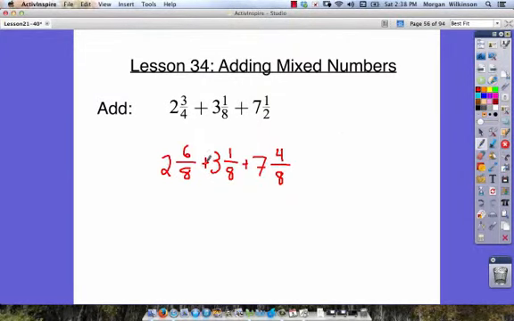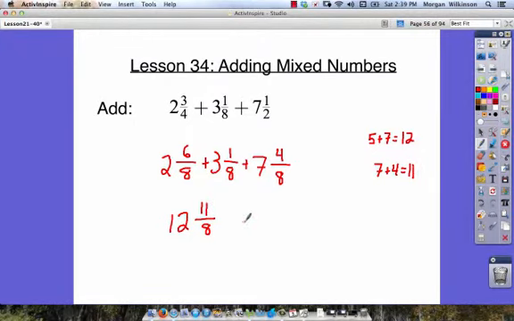In order to do this, we're going to add our wholes first. 2 plus 3 is 5. And 5 plus 7, that must be equal to 12. So the whole part looks like 12. Denominator stays the same, it's out of 8. We have 6 plus 1, that's 7. And 7 plus 4, that must be equal to 11. So we've got 12 and 11/8.